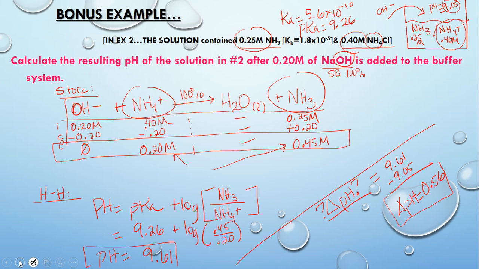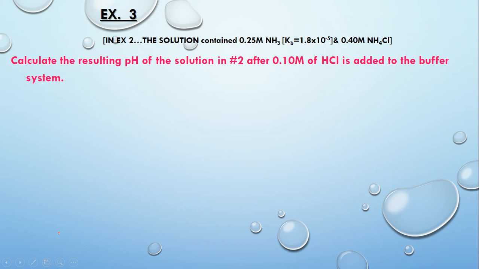All right, let's look at another example. This example is actually in your notes. These are a little bit out of order, but this was example number 3 in your note pack. But this also wants us to find the resulting pH of the solution in number 2 after 0.1 molar of HCl is added. Now notice this is a strong acid.